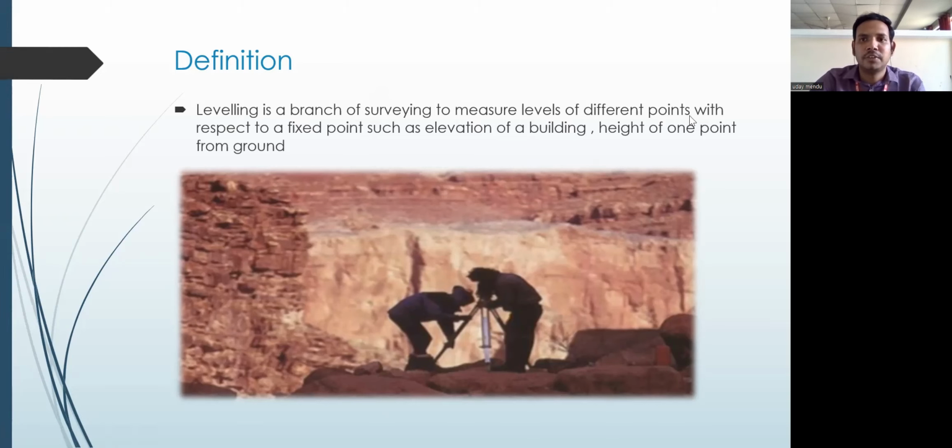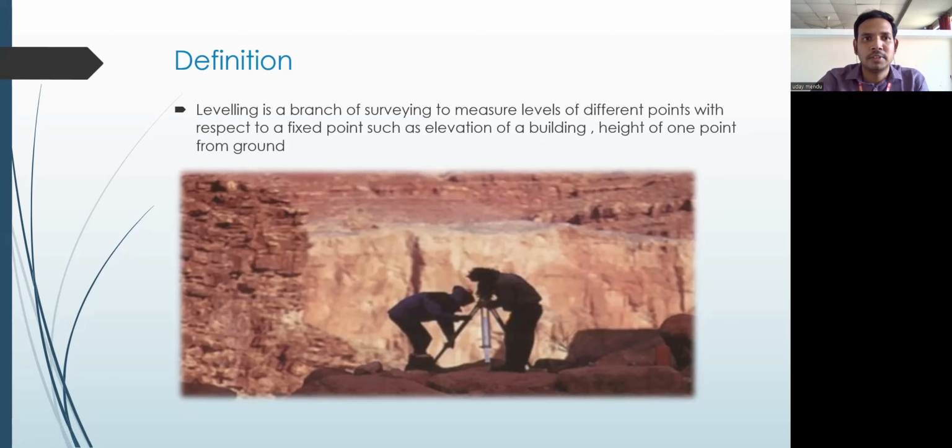So see here, leveling is a branch of surveying to measure levels of different points with respect to the fixed point, such as elevation of a building, height of one point from the ground. For example, if you want to know the height of a building, you have to take the reference of one point and measure the height up to the top of the building. The difference between the fixed point and the top point gives you the height. That is nothing but leveling. So the definition is that leveling is a branch of surveying to measure the levels of different points with respect to a fixed point, such as elevation of a building, height of one point from the ground.